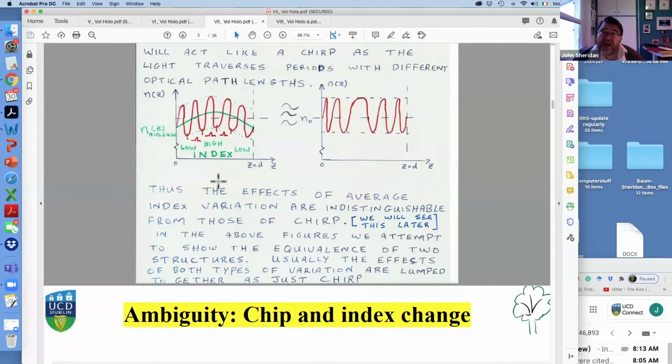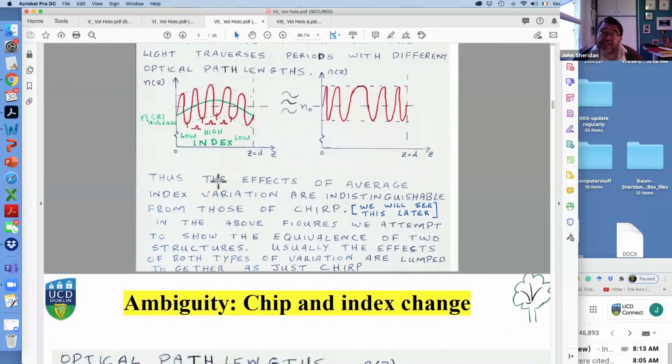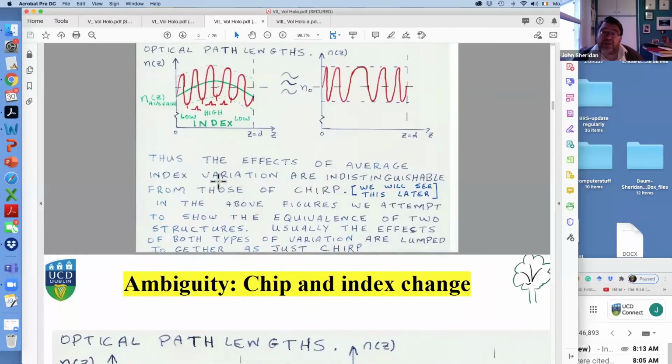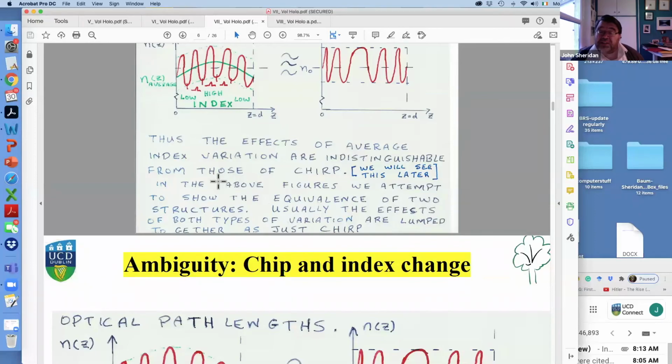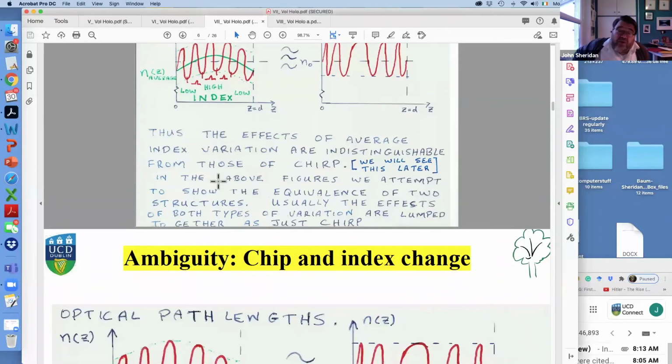Thus, the effects of average index variation are indistinguishable, and we put that in inverted commas, but relatively indistinguishable from those of chirp. And especially if we're talking about weak variations. And we're going to see this later. So we can choose which one we want to do. And the more a priori knowledge we have about one or the other, the more information we'll be able to extract. In the above figures, we attempt to show the equivalence of two structures.